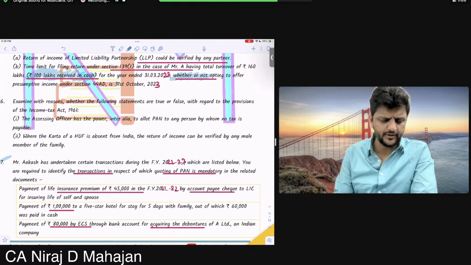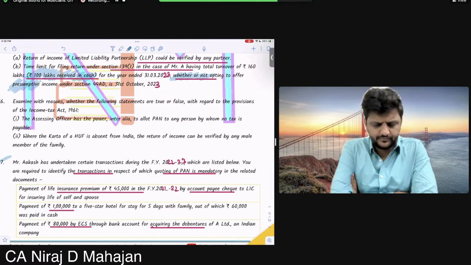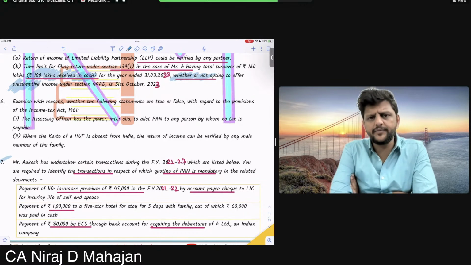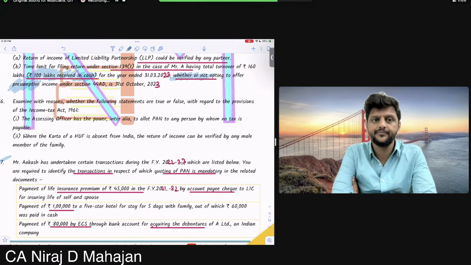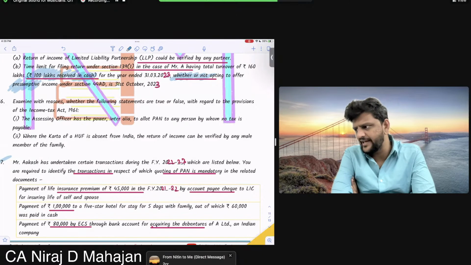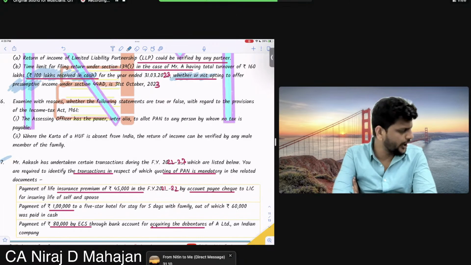Whether or not opting for presumptive? Tell me. If the turnover is 1.6 crore and he opts for presumptive, what happens? No audit, because it is not exceeding 2 crore. So no audit means your July case, 31st July. But if he does not opt for presumptive and turnover is more than 1 crore, then the audit will be applicable and his return will be shifted to 31st October.